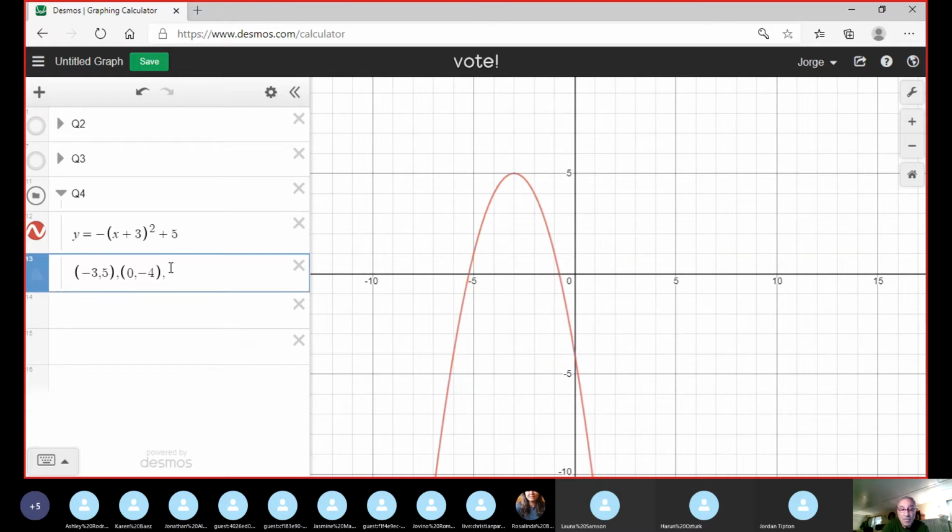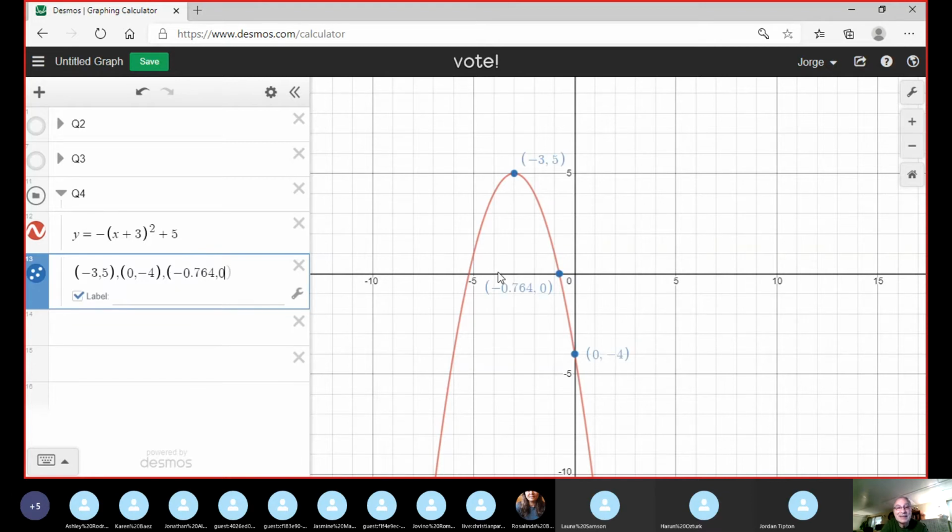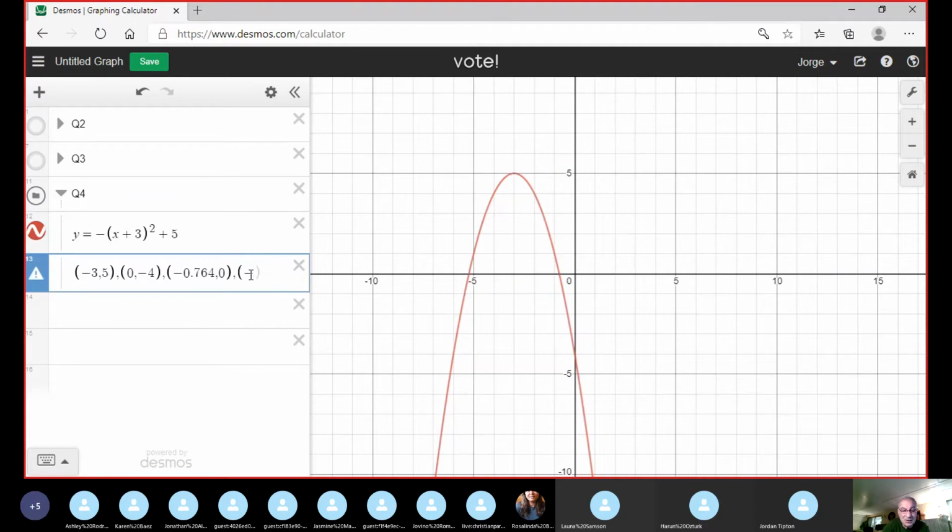Then, comma, negative 0.764, 0. This is the x-intercept. And the other x-intercept I don't remember is negative 5.236. Comma, separated by comma, each one. Negative 5.236, 0, no? Boom.